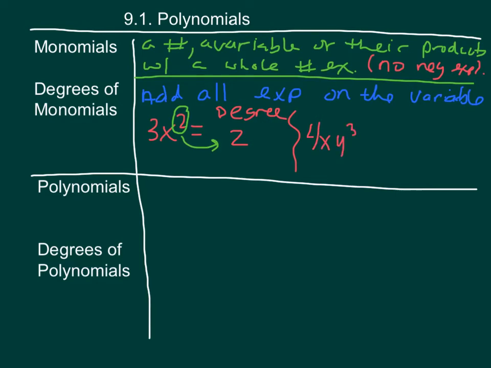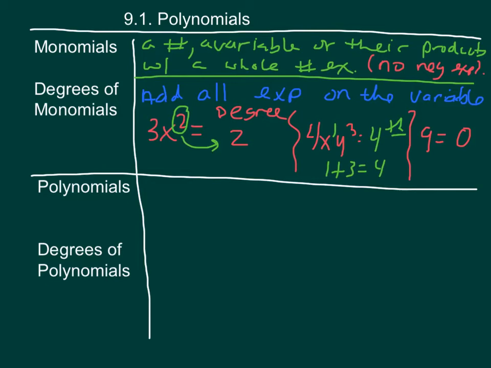4xy cubed. That's going to be a fourth degree because we have x to the first and y to the third, so that equals the fourth degree. And I'll do one more example here, and that is 9. Since we don't have a variable, that means the exponent on the variable must be 0, so the degree of that monomial is also 0. Okay, so that's monomials.